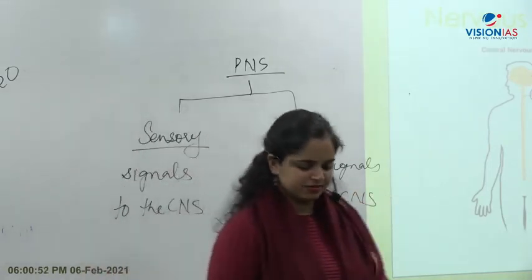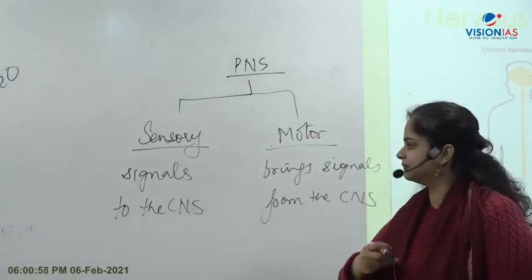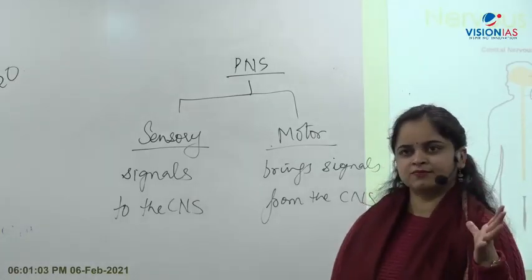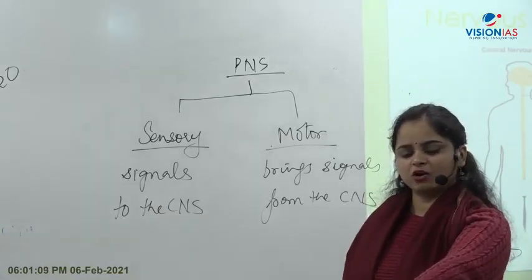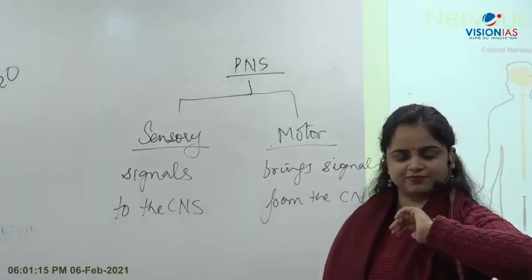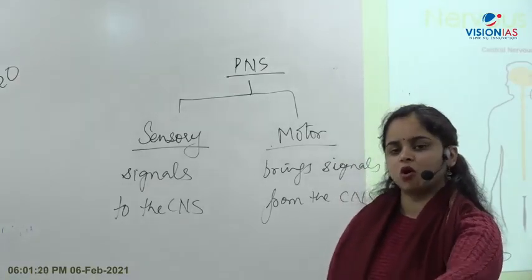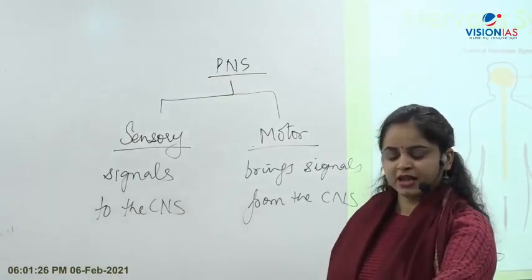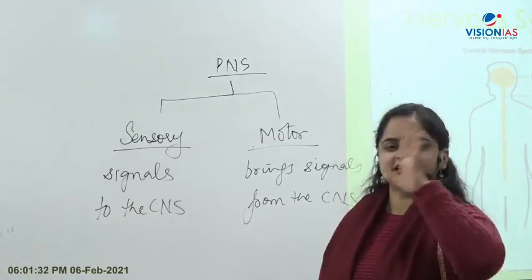Let me simplify this a little bit. This is a very crude way to explain it, but even at the cost of oversimplification, let me explain it to you. Suppose there is a hot object, and I put my hand on that hot object. There are nerve endings at the tips of my fingers. These nerves take the input that there's a hot object, and through sensory nerves, they take this signal to my central nervous system.